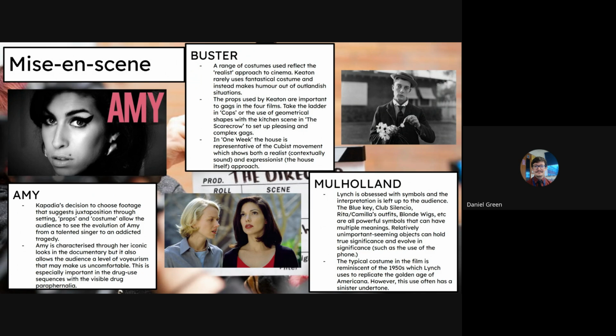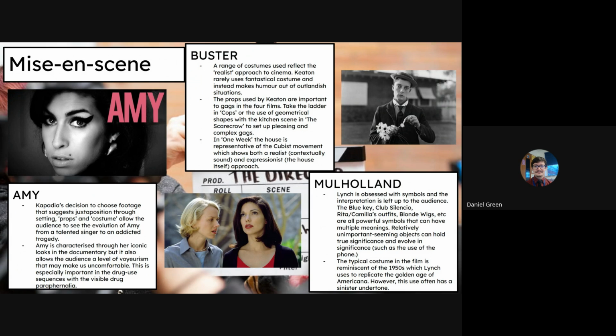The props, meaning like the drug paraphernalia that's sort of around the place, even things like her microphones and being near a microphone because of how prolific she was as a singer. You've also got Amy being characterized through her iconic costume and looks, but also allows the audience a level of voyeurism that may make us uncomfortable, that we're seeing the more intimate aspects of her setting and her life. So this comes out with the drug paraphernalia sequences.